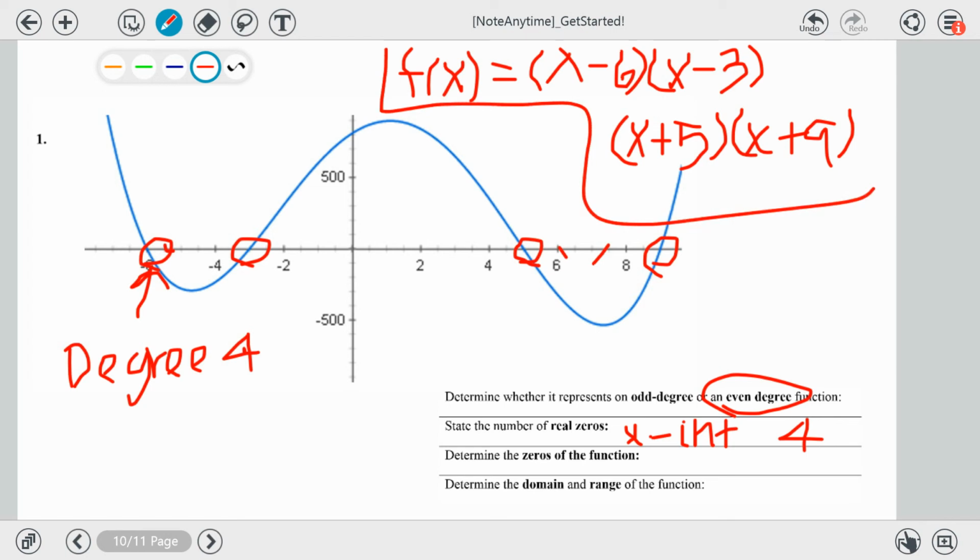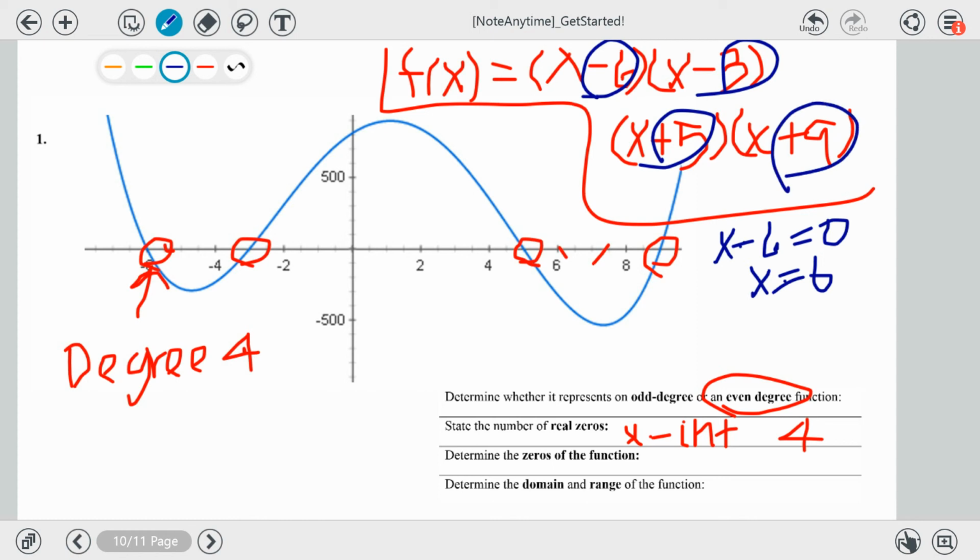But when you're looking at zeros of the function, zeros means you have to set each of these equal to 0. So when you have x minus 6 equal to 0, that's only going to give you x is equal to 6. So basically what I'm trying to say is that it's the opposite of whatever is in here. So since we have -6, -3, +5, and +9, we'll now have x is equal to, in brackets, +6, +3, -5, and -9. And close the bracket. Not too bad.